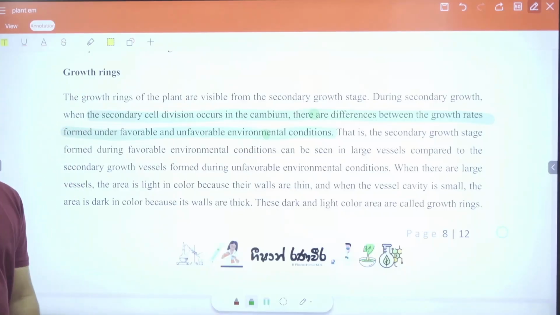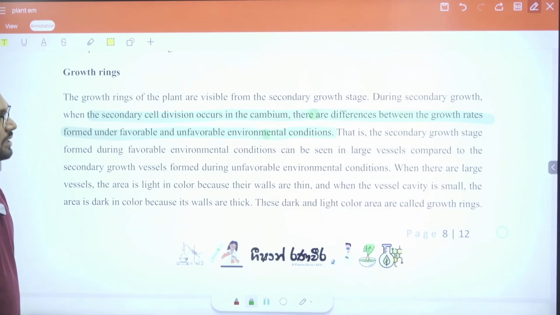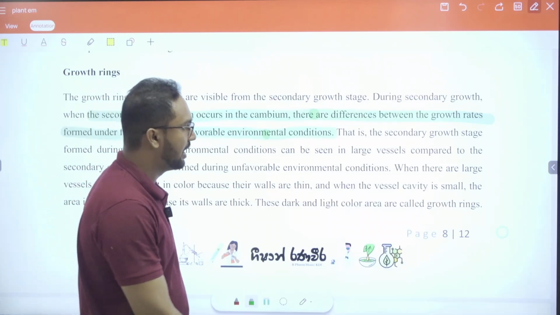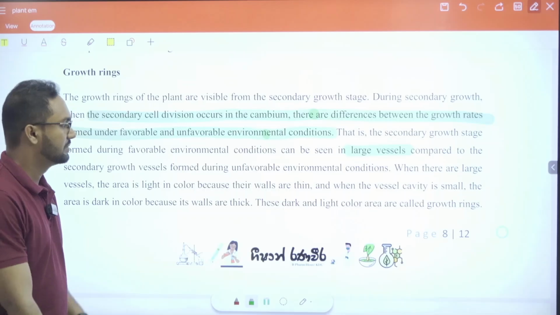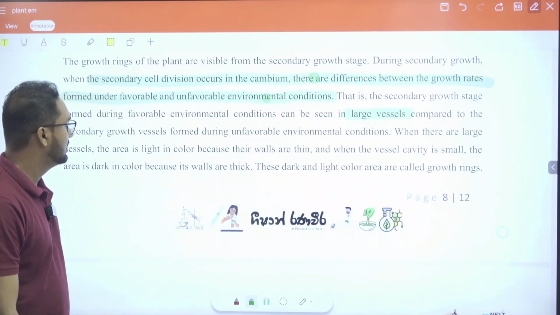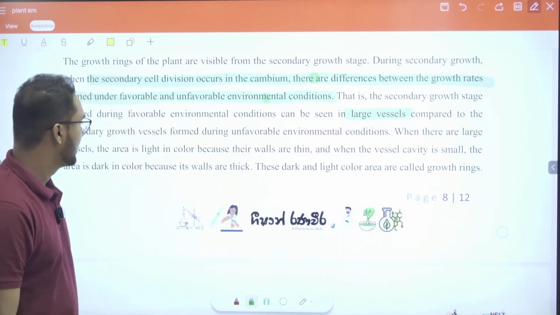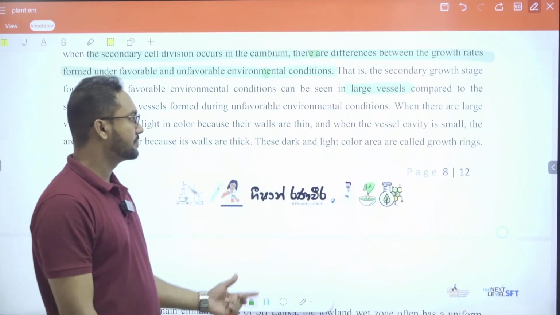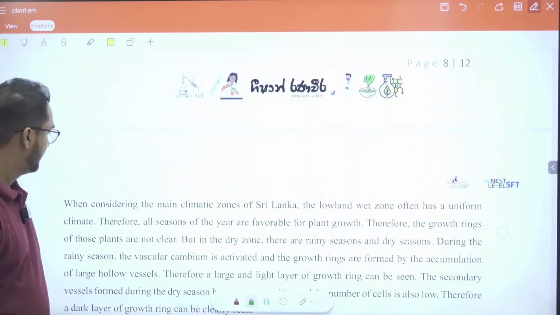Those that happen annually are the annual rings. The secondary growth formed during favorable environmental conditions can be seen as large vessels, compared to the secondary growth vessels formed during unfavorable conditions. When there are large vessels, the area is light in color because their walls are thin, and when the vessel cavity is small, the area is dark in color because its walls are thick. This dark and light colored area are called the growth rings, right?